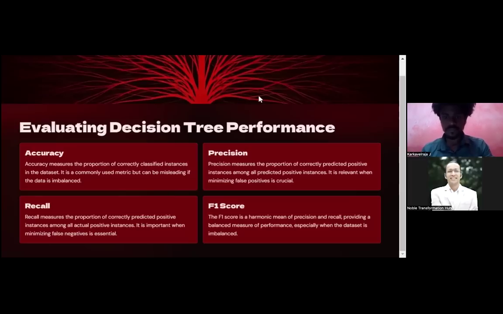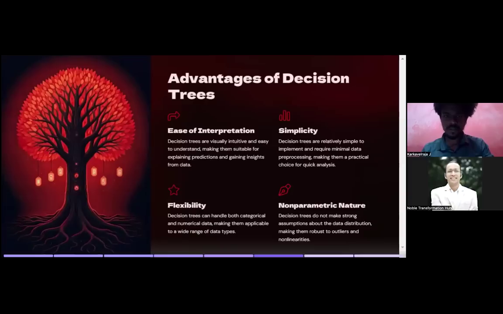Yeah, sure, sir. Moving on, we're going to see the advantages of a decision tree. First is ease of interpretation. Decision trees are visually intuitive and easy to understand, making them suitable for explaining predictions and gaining insights from the data. We know the entire flow: it starts at the root, a decision is made to bring these branches, another decision is made to bring these sub-branches, and these are the values we have in the leaves. Like that, we have the flow.